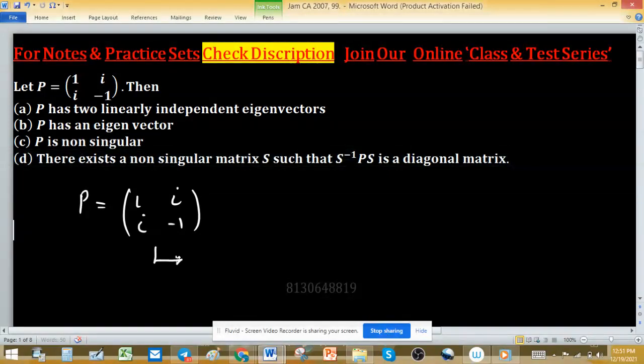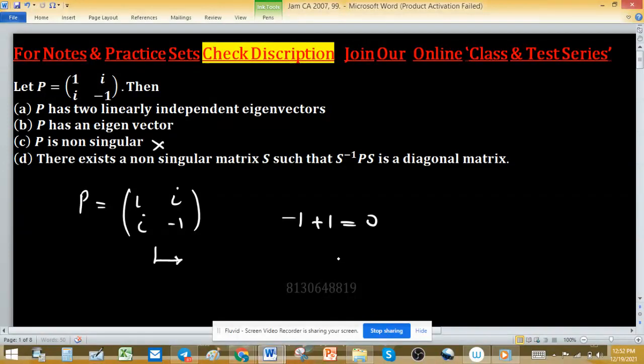To check option C, it is very easy because we know matrix P entirely. So we can find the determinant of this matrix, and the determinant is equal to minus 1 plus 1, which equals 0. It means that P is not non-singular, it is singular. So this option is false. Now come to the other options. As the determinant is 0, one eigenvalue of matrix P is 0. The other may be something, but one eigenvalue is 0.